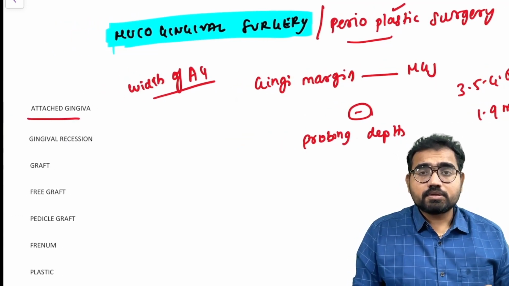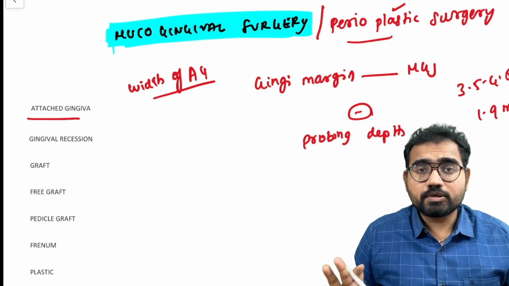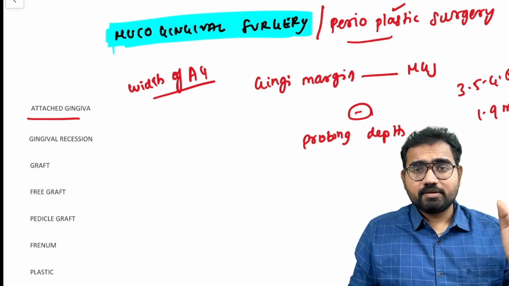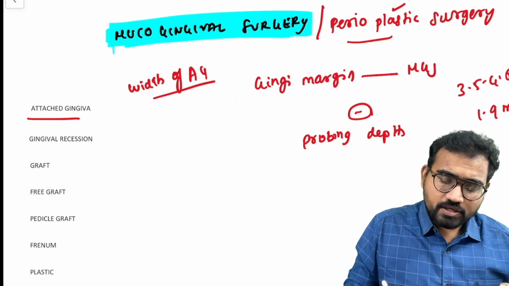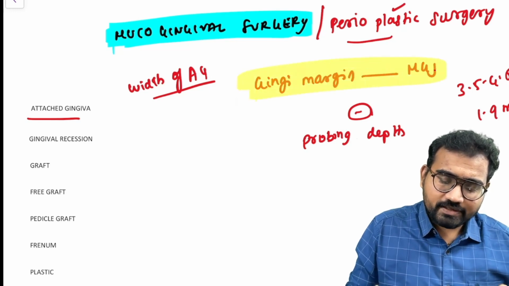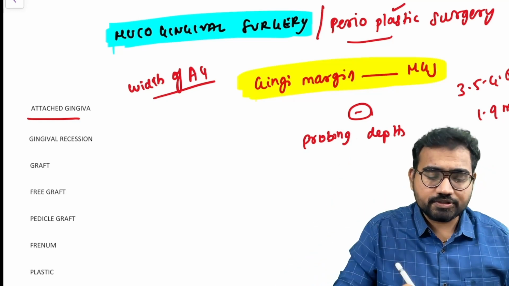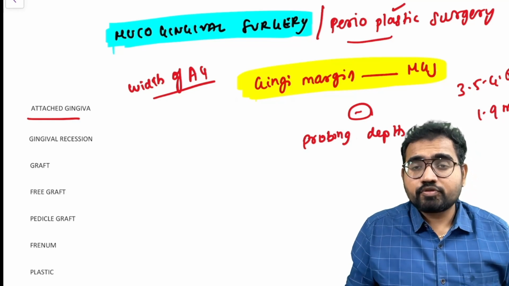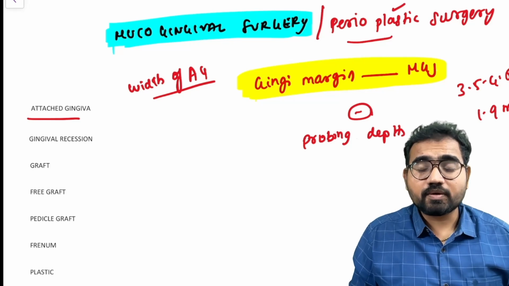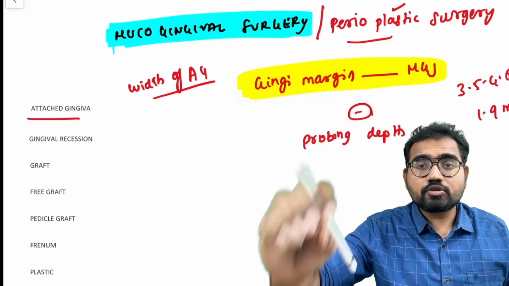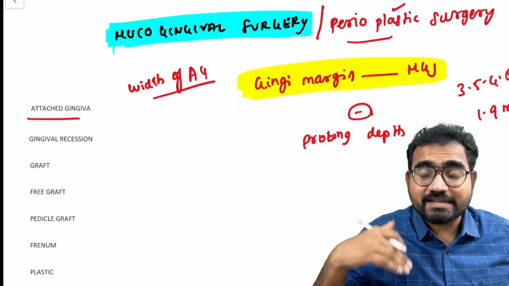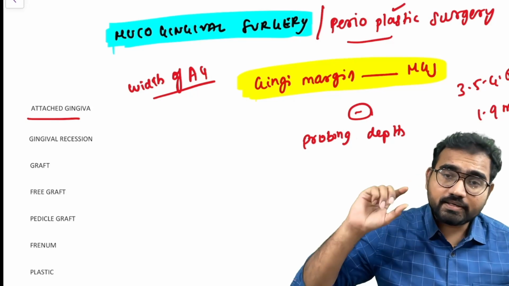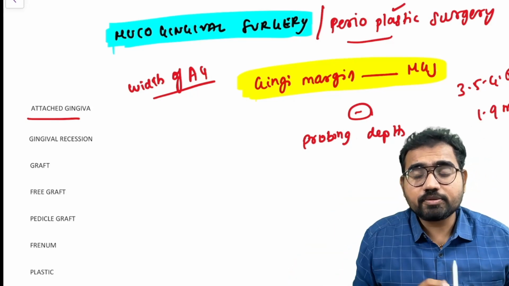Whenever I say this procedure requires adequate width of attached gingiva, what do you mean by width of keratinized gingiva? Very simple. The distance from the gingival margin to the mucogingival junction, the entire distance, is called width of keratinized gingiva. So if I say that this procedure requires adequate width of keratinized gingiva, or increases the width of keratinized gingiva, it means it increases the entire gingiva from the gingival margin to the mucogingival junction.